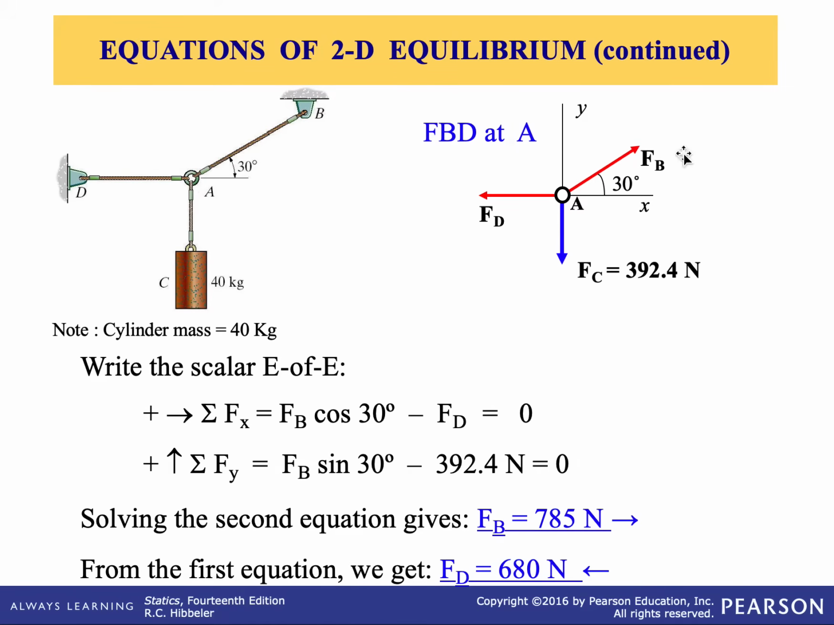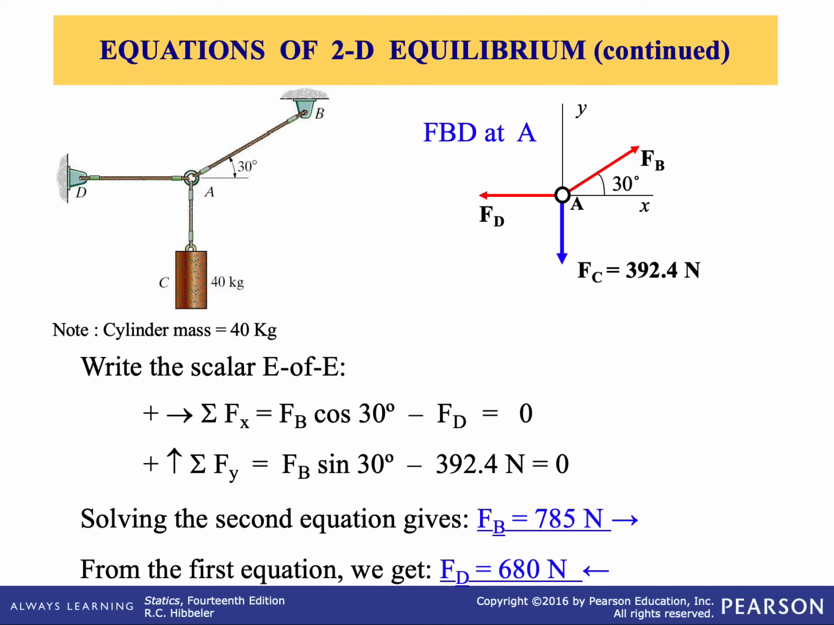So I need to project this and resolve it into two components, the x component and the y component. If you remember from the class, we mentioned that if the angle is off a particular axis, the cosine component will be on that axis. So in the x component, it's going to be FB cosine 30, and the one on the y component is going to be FB sine 30. So if I'm looking at the x-axis, I will have FB cosine 30 minus FD should equal 0. And that's the first equation of equilibrium.